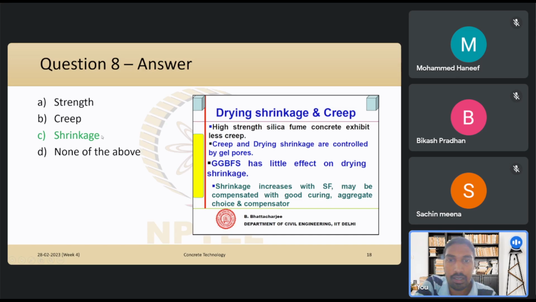Why? Because it affects your porosity. The gel pores will be reduced by the silica fume, and the capillary water will also be taken by it. Therefore there will be more shrinkage that you will see in the case of silica fume. But there are measures that you can take to counter this. One thing that you could do is good curing. You do enough curing to compensate for this shrinkage. But that is a point that we should keep in mind.